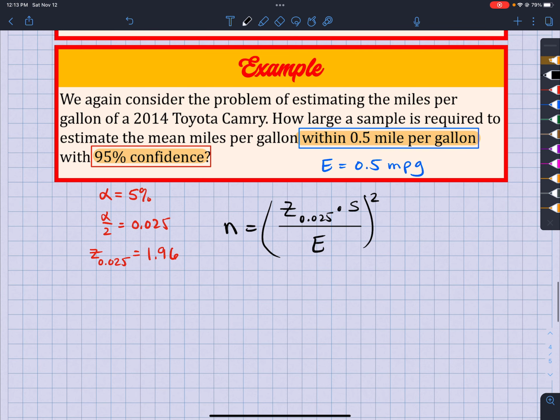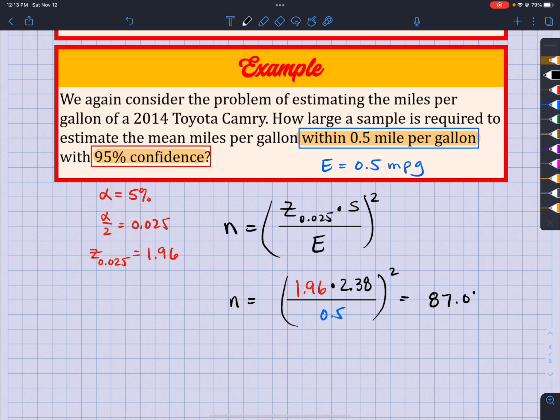So if that's the case, then N is going to equal this 1.96 times the standard deviation, which is way back above, which is 2.38, divided by my E, which is 0.5 miles per gallon, and then I can square this. And this is going to give me 87.04, which means I'm going to go ahead and round it up to N equal to 88. And there we go. All right.